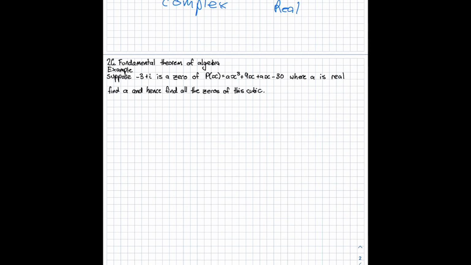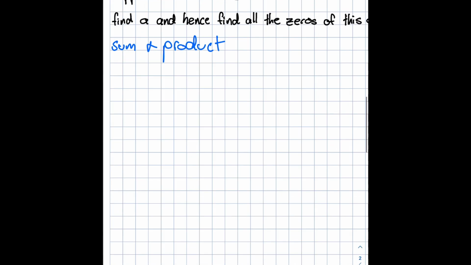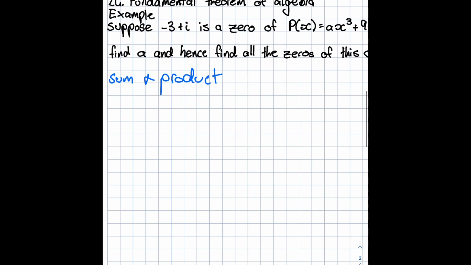I've got to the example question. Suppose negative 3 plus i is a zero of this polynomial where a is real, hence find a and all the zeros. Straight off the bat, I can do what the textbook has done and use the sum and product method. This has a degree of 3, so we're going to have alpha as our first root, negative 3 plus i, beta as our second root, which will be negative 3 minus i, and then gamma will be our real root.